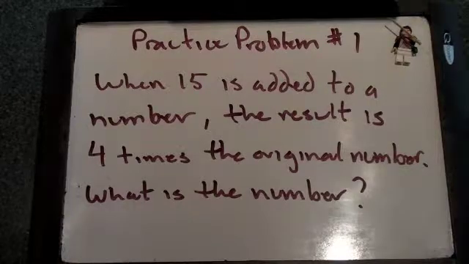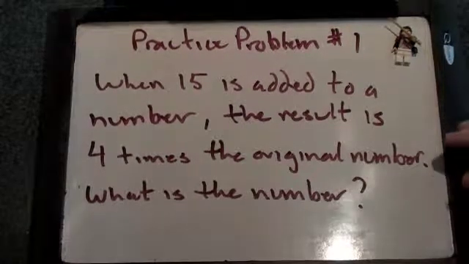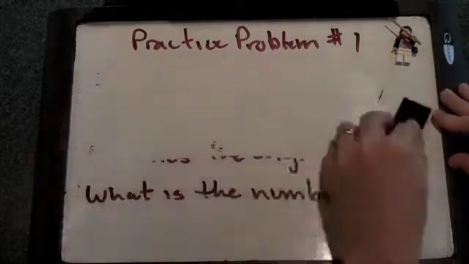Do you understand it? Yeah. What do we start out with, a number, and what do we do to it? We add 15. Okay, and what does that end up equaling? 4 times that number. Okay. So how are we going to write this down? We'll call our number x.